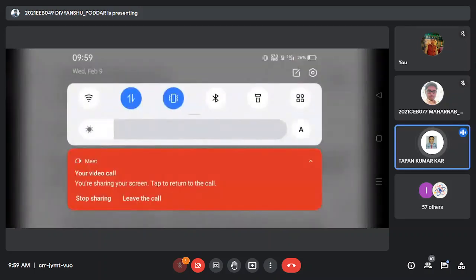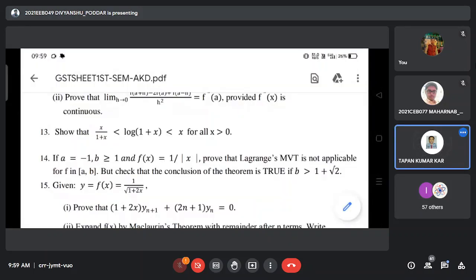Because if you consider b equal to 1 plus root 2, and check Lagrange's mean value theorem, you don't have to calculate anything. You can say it is not applicable because it is 1 by mod x, and the interval contains the value 0, so it is not applicable.